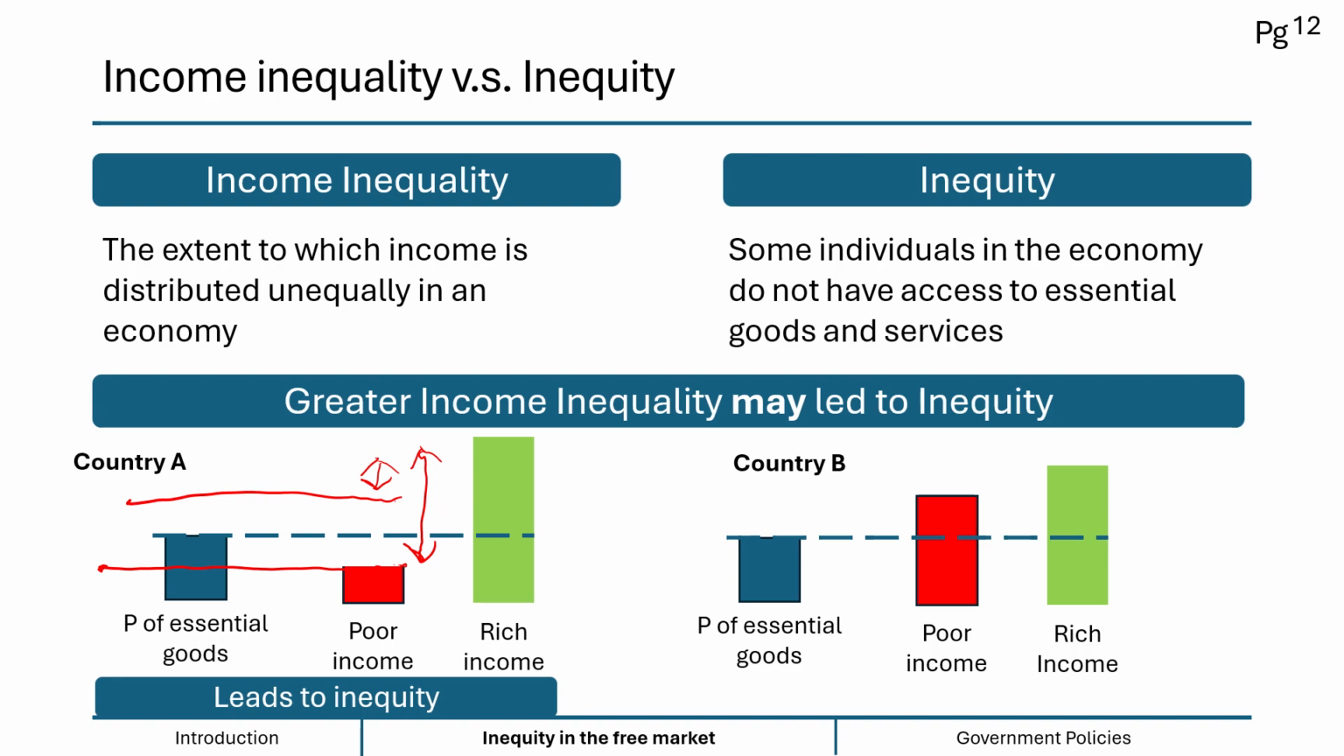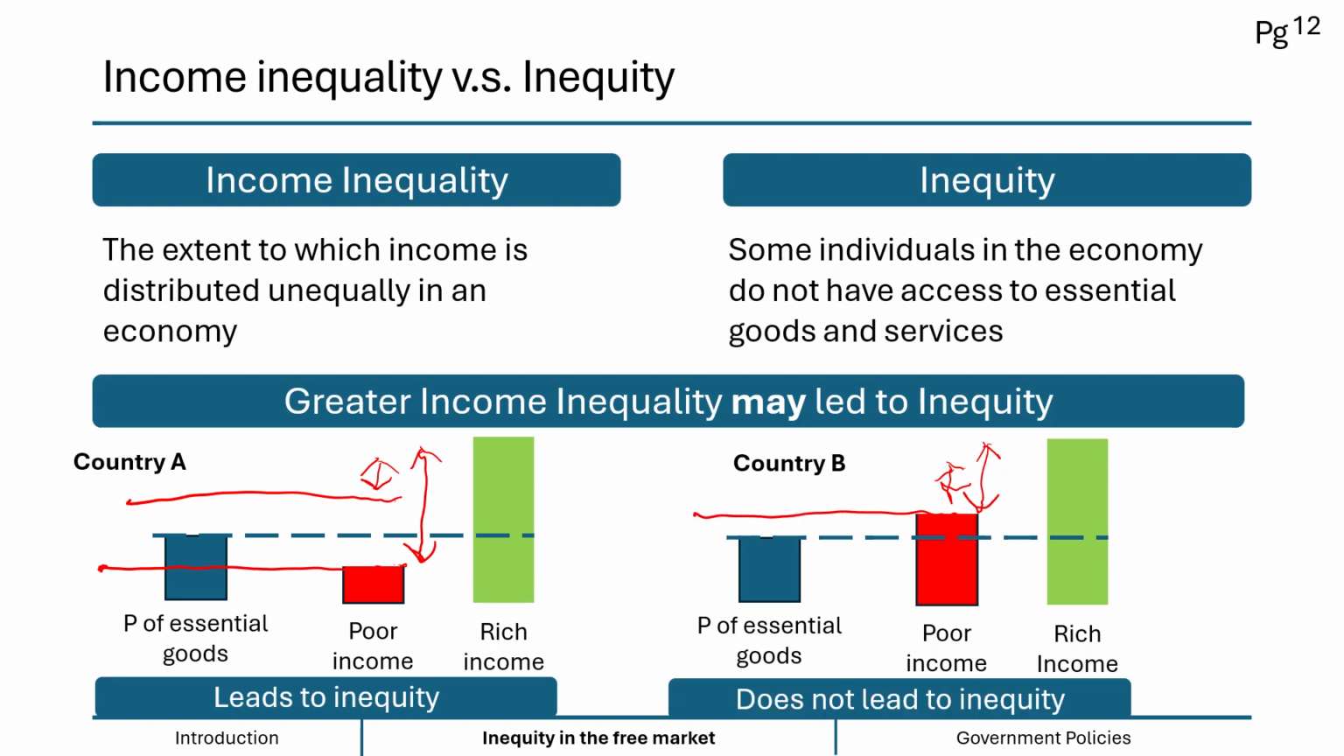Same thing, country B, right? This is my income inequality now, the difference between the rich and the poor. Now, the rich gets richer, the poor gets poorer. So there is greater income inequality. The gap is now bigger. However, in this case, is there inequity? There's no inequity, because the poor can still afford essential goods and services. So it does not lead to inequity. Therefore, that's why the relationship between these two concepts is greater income inequality may lead to inequity, because it's not every case that it leads to inequity.